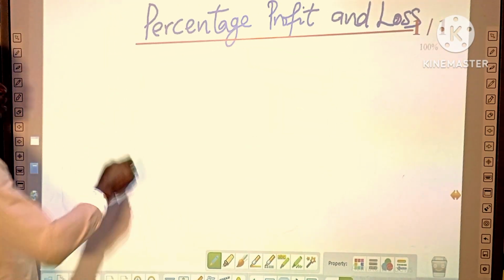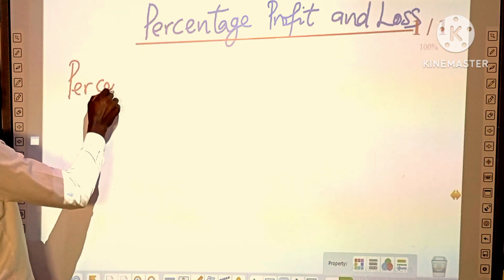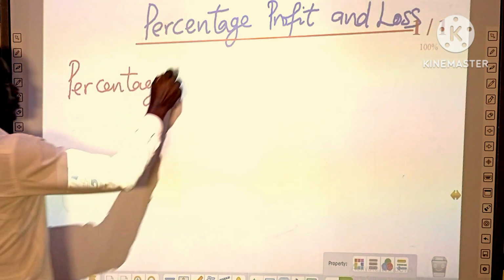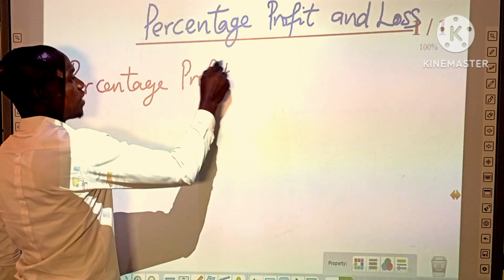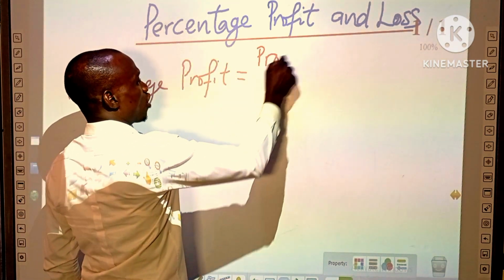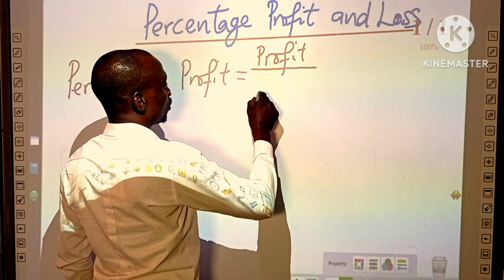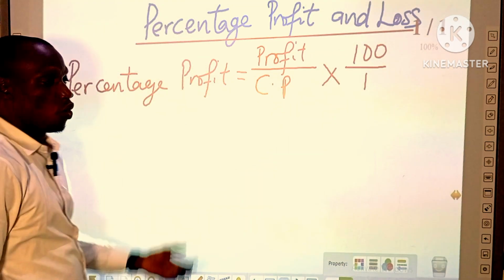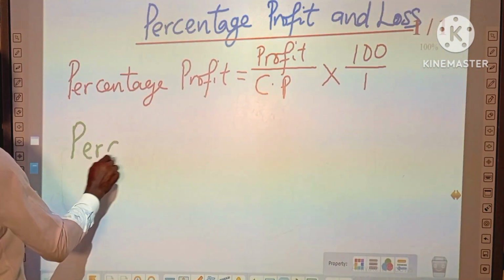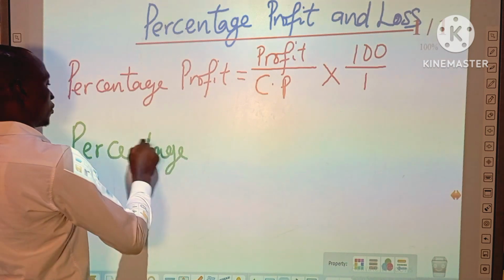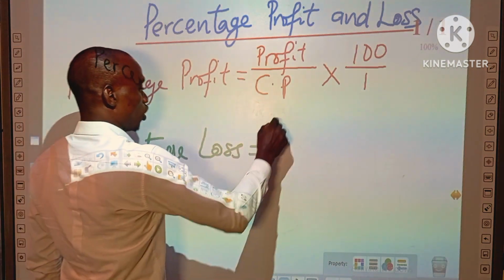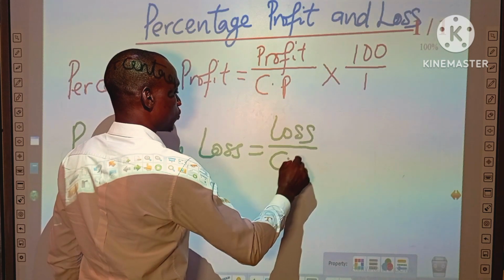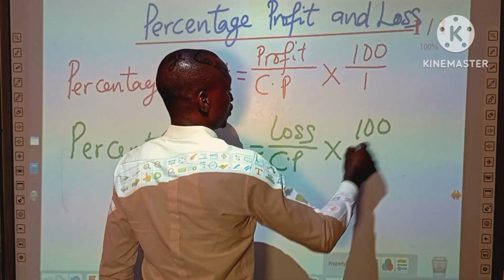In this class, we shall be looking at finding percentage profit and percentage loss. So, percentage profit is derived by writing the profit over the cost price times 100 over 1, while percentage loss is equal to loss all over the cost price times 100 all over 1.